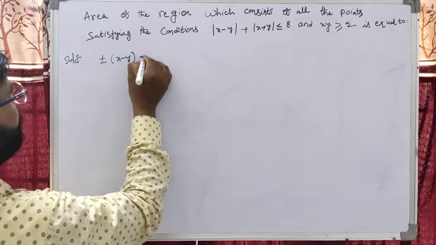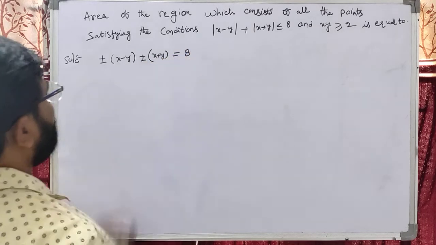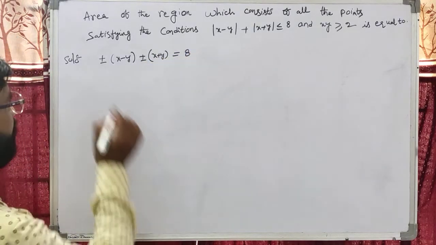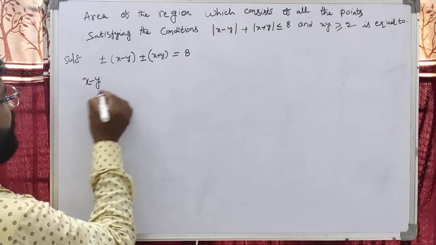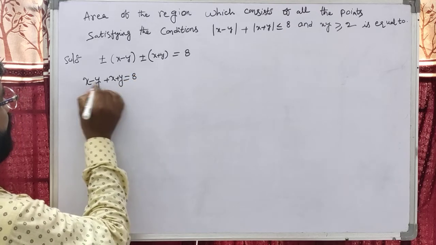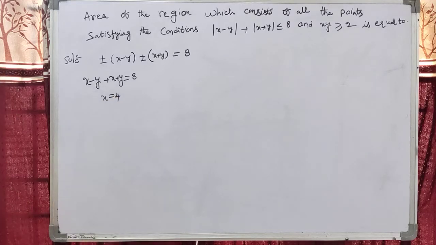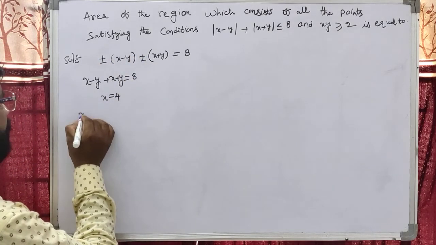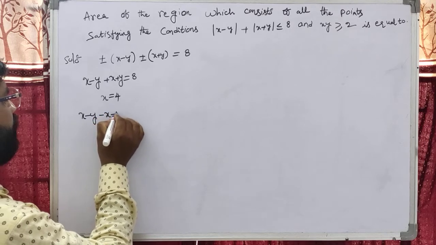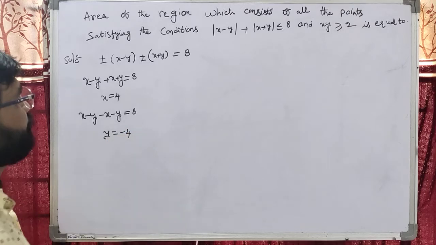(x - y) plus or minus (x + y) equal to 8. If we are taking, students, plus, then it will come (x - y) + (x + y) = 8. Therefore y cancels, 2x = 8, x = 4. Okay, students, this is x = 4. When we are taking the first one positive, second one negative, undoubtedly that is (x - y) - (x + y) = 8. In this case, you get y = -4, students.